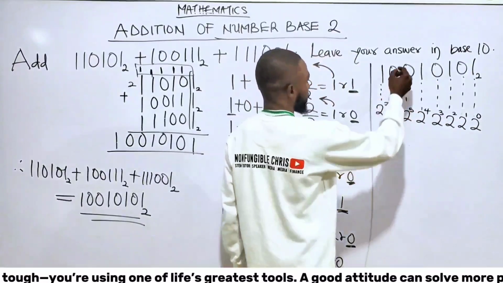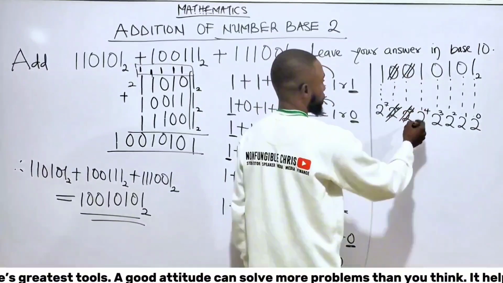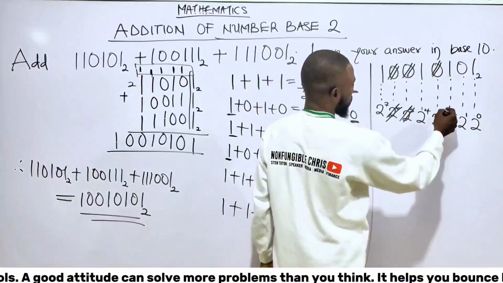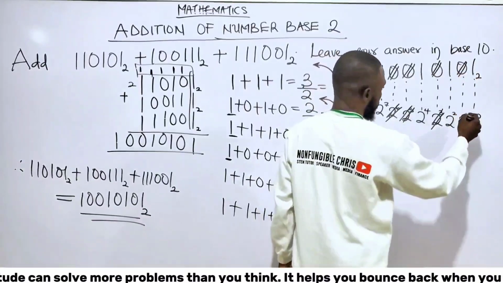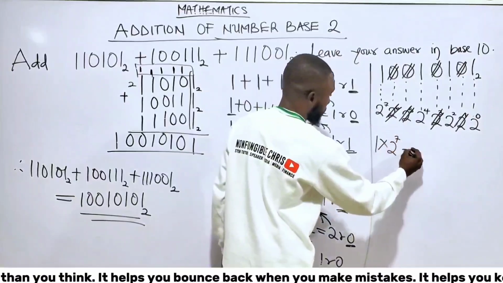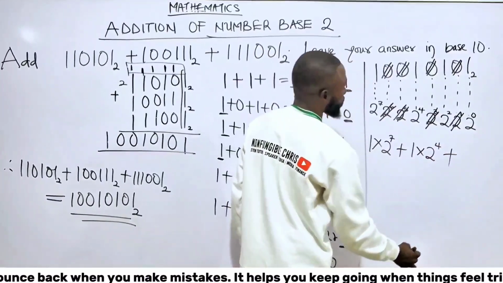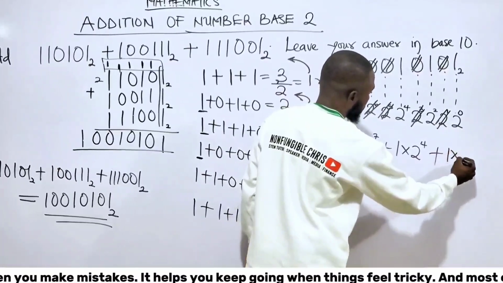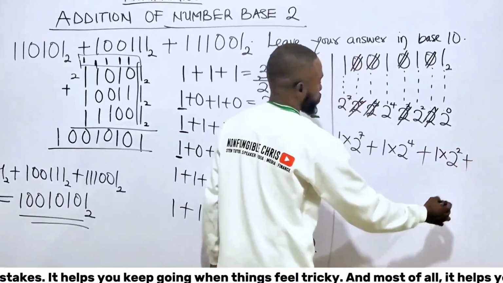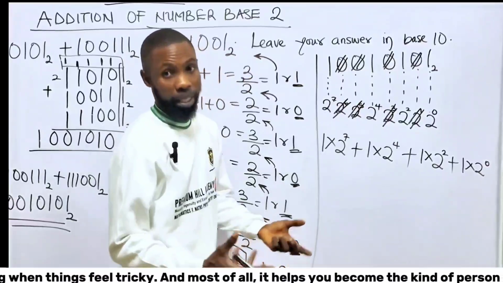Let's just take these guys out. 0 will cancel out this, 0 will cancel out this one, and 0 will take off this one. So we're left with what? 1 times 2 raised to the power 7 plus 1 times 2 raised to the power of 4 plus 1 times 2 raised to the power of 2 plus 1 times 2 raised to the power of 0, because 0 times anything gives us 0. I've taught you in the former video.